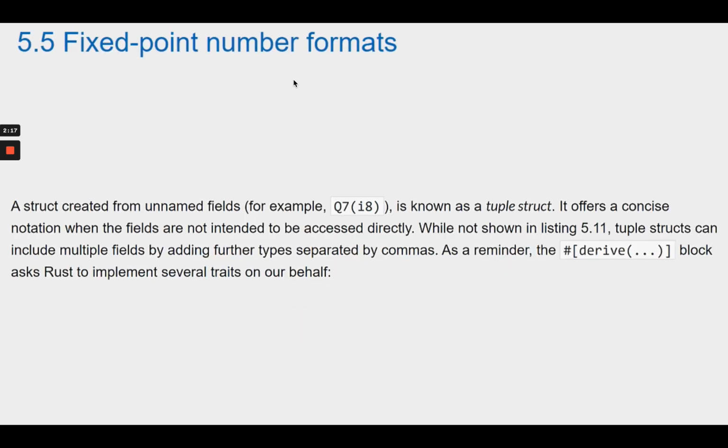A struct created from unnamed fields, for example, Q7(i8), is known as a tuple struct. It offers a concise notation when the fields are not intended to be accessed directly. While not shown in listing 5.11, tuple structs can include multiple fields by adding further types separated by commas. As a reminder, the #[derive(...)] block asks Rust to implement several traits on our behalf.